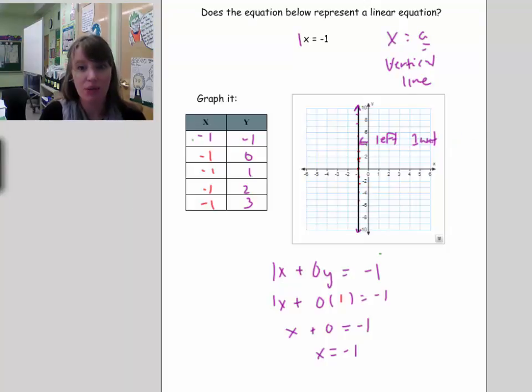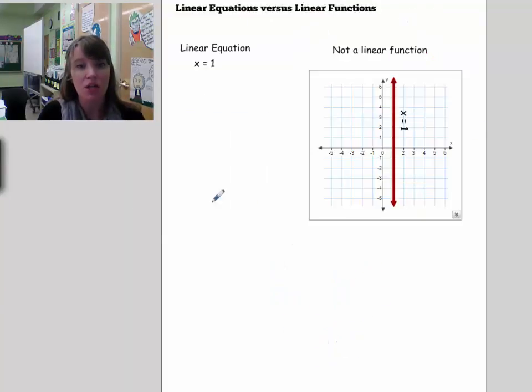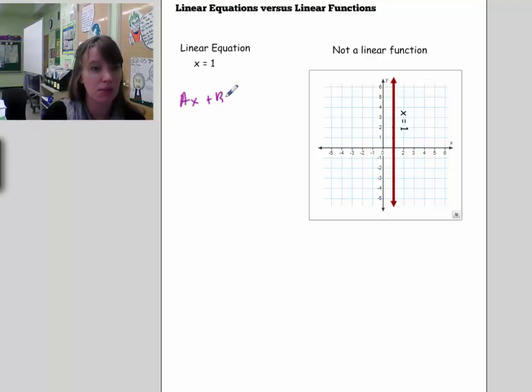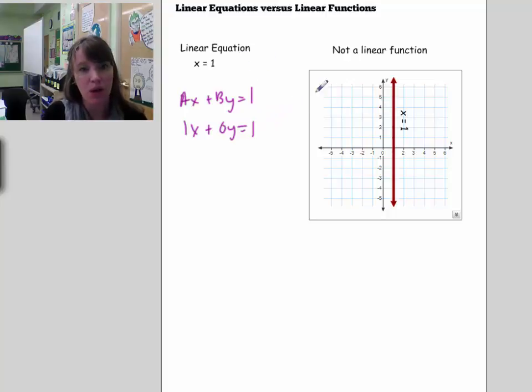Okay. Now we said we would talk about vertical lines in just a second. At the beginning of the lesson, we said that we would talk about them. Well, this ends up being the difference between a linear equation and a linear function. Now let's look at this equation. We said that we could turn it into the form a times x plus b times y equals c. So we said that this was 1 times x plus 0 times y equals 1. A and b aren't the same value. A, b, and c are all real numbers. So we know it's a linear equation, but this is the one exception to a linear equation resulting in a linear function. This is not a linear function.